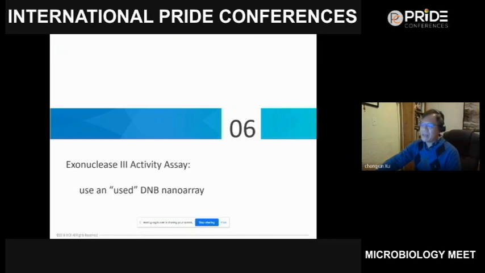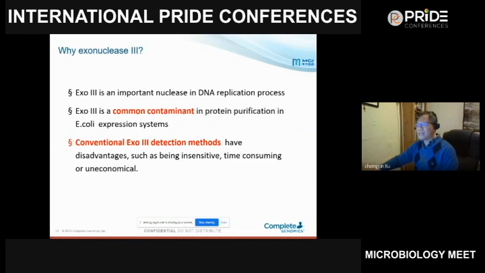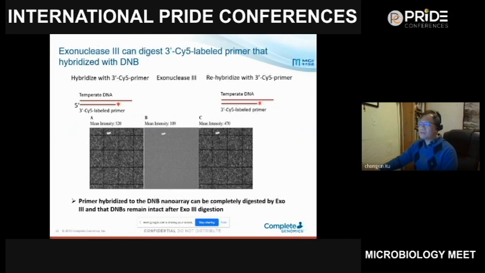Then I will switch gears to using the DNB library to analyze the activity of X3. The reason we are doing that is that X3 is a very important enzyme for molecular biologists. It's also a very common contaminant in protein purifications, especially in E. coli expression systems. Currently we have a lot of ways to detect X3 activity, but sometimes the sensitivity is not that great. So to prove the concept, we know that X3 will cleave double-stranded DNA if the 3' side is recessed.